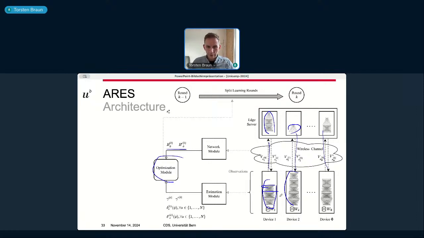So this training time per layer can also be different for each device, since we assume that the devices might also be heterogeneous. Maybe we might have an NVIDIA device or maybe a simpler device. So in that case, the processing time might be different depending on the device hardware.